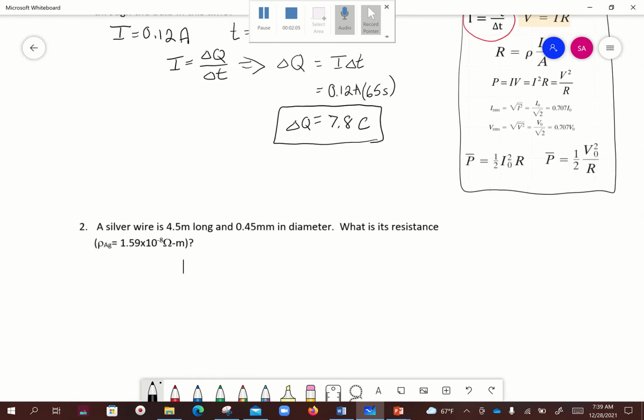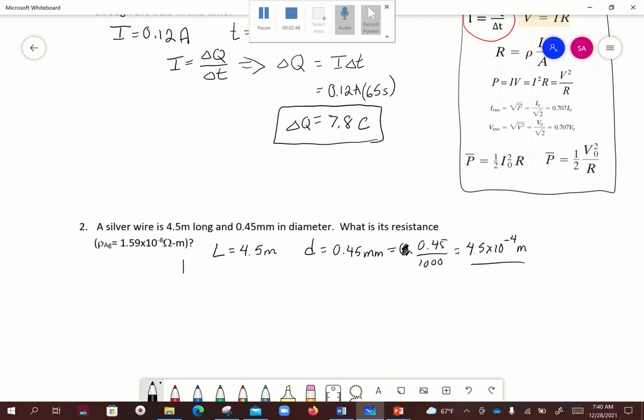So next one, we have a silver wire that is 4.5 meters long. So again, let's write down everything we know. So the length is 4.5 meters and 0.45 millimeters in diameter. So let's use symbol D, is 0.45 millimeters. And remember, we want everything in SI units. So let's go straight ahead, turn that into meters. So that's going to be 0.45 over 1,000, which is 4.5 times 10 to the minus 4 meters in diameter.